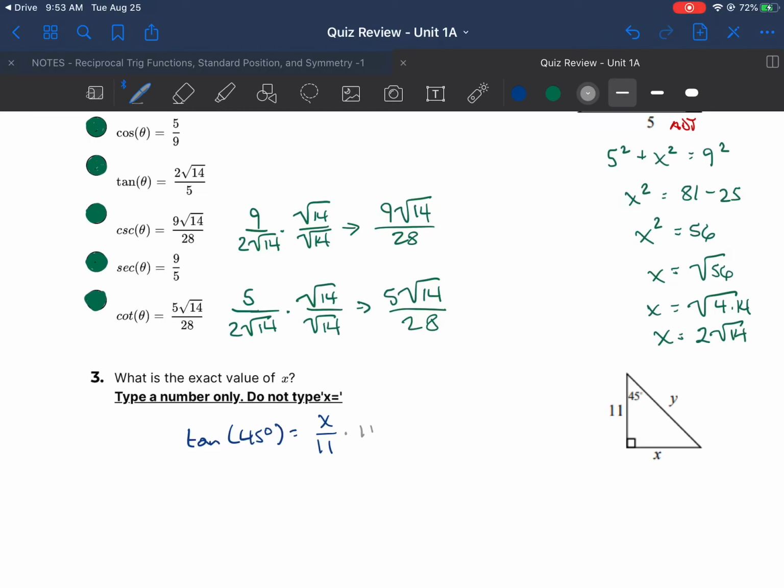multiplying both sides by 11. So I'll show that in gray here. So multiplying both sides by 11, we're going to get that x is equal to 11 times the tangent of 45 degrees. And plugging that into a calculator real quick, that will give us 11 exactly.